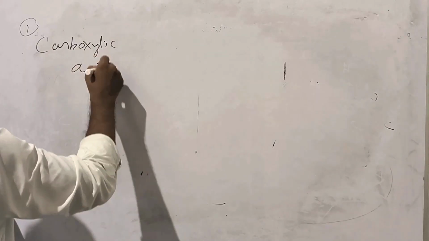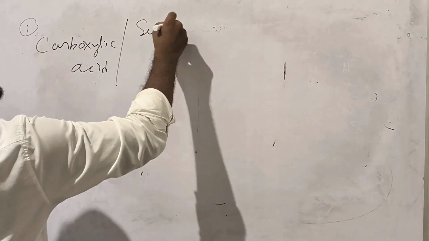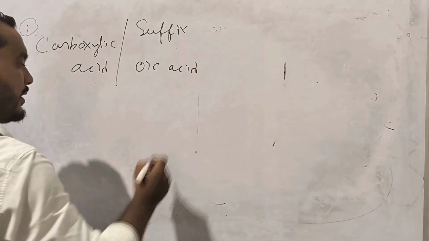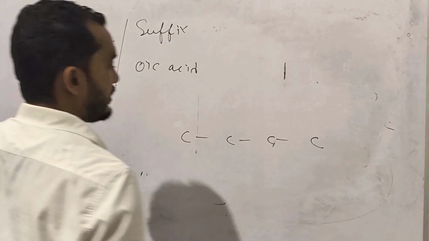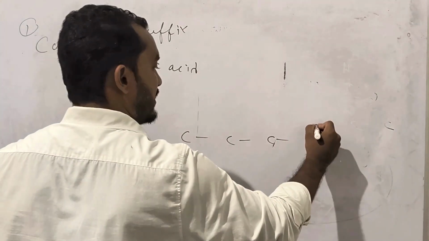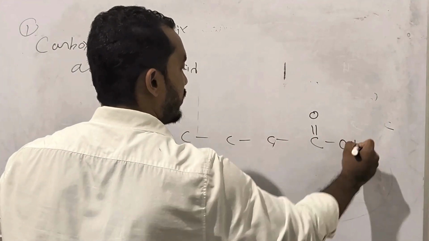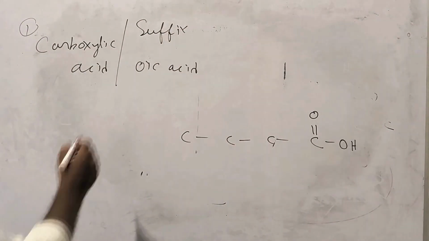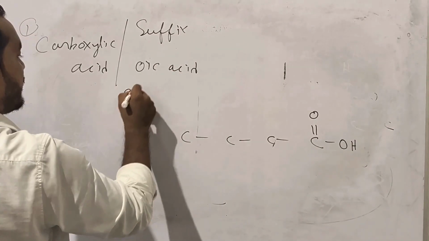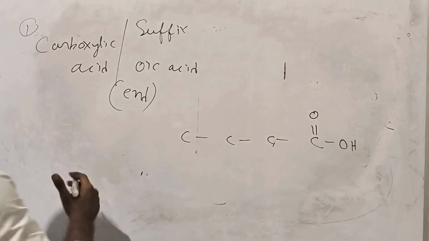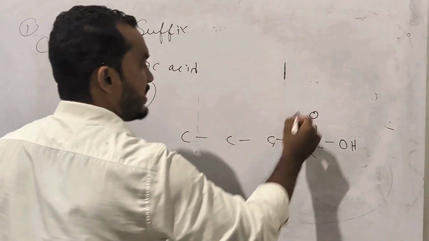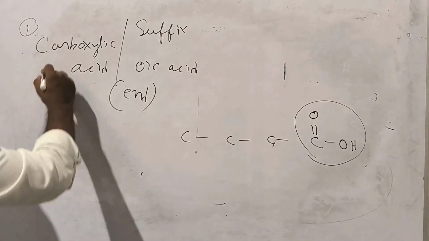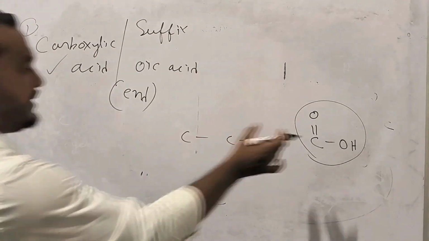Carboxylic acid, and for that suffix we have oic acid. Okay, so if in a carbon chain there is double bond O and OH, this is the carboxylic functional group. And you should remember, this will be always in the terminal portion of the carbon chain. If there is double bond O, OH, then it is called as carboxylic acid.